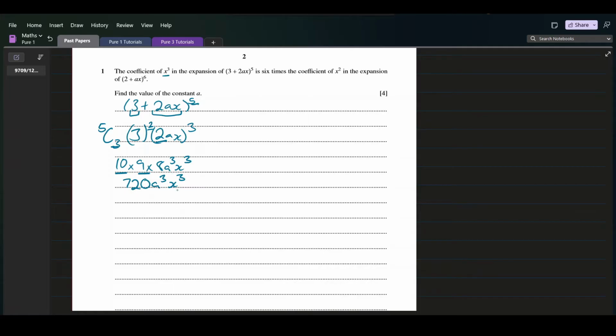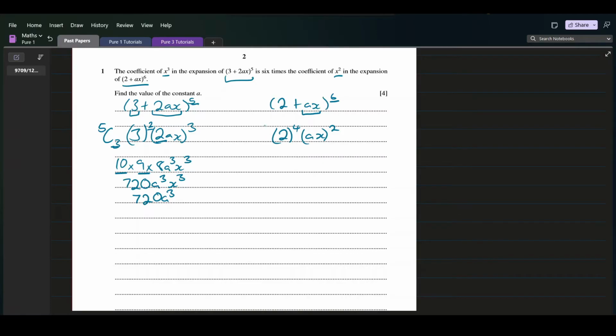The coefficient of x cubed in our expansion of (3 + 2ax)^5 is 720a cubed. Now let's find the coefficient of x squared in the expansion of (2 + ax)^6. To get x squared, this term here must be raised to the power 2, and our powers are supposed to add up to 6. So the 2 should be raised to the power 4.